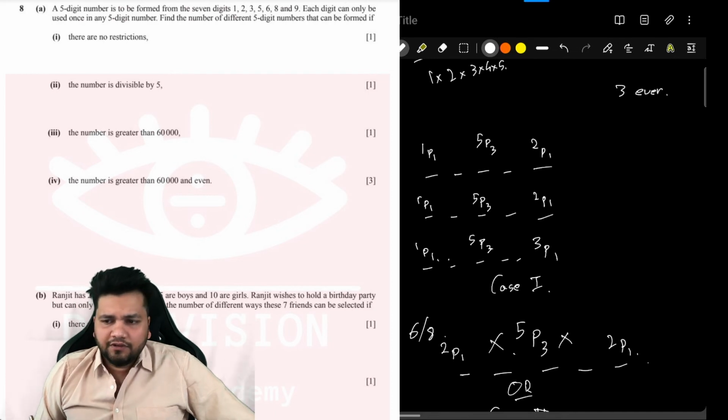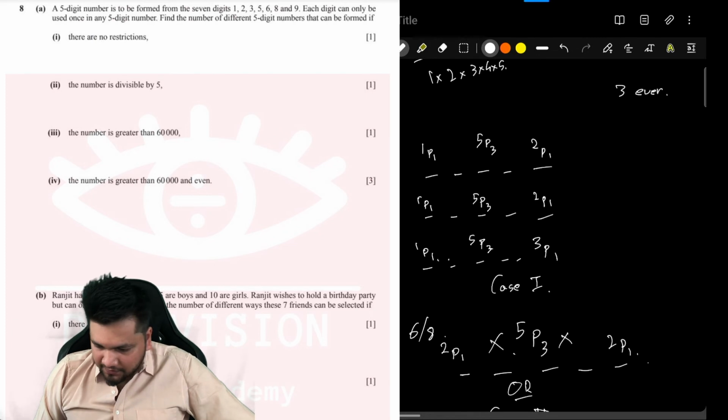Did you get what I'm trying to tell you? Instead of making 2 cases, you can make 3 cases as well if you are not comfortable with making 2 cases.